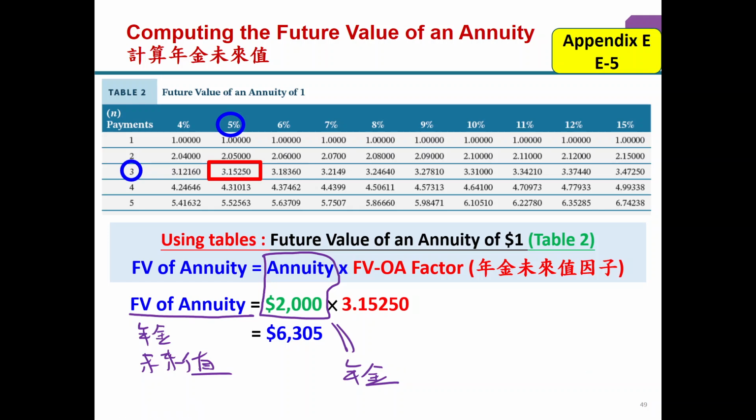Any questions? So you will find out totally the same. The only difference is you have to calculate the process so many times. No problem? Okay.